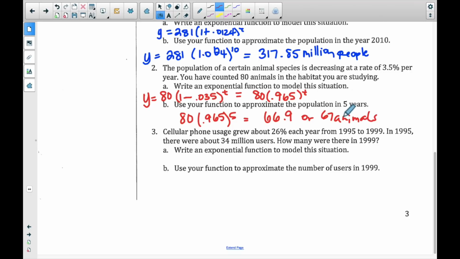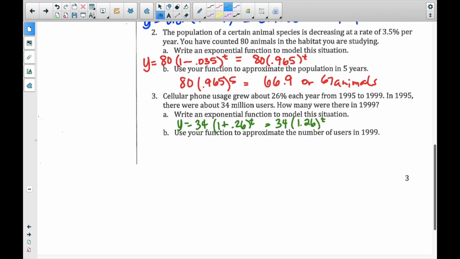All right, last question. Cellular phone usage grew about 26% each year from 1995 to 1999. In 95, there were about 34 million users. How many were there in 1999? Once again, let's pause the video here, see what you can come up with. All right, your equation should be y equals 34 times 1.26 to the t, or you could just call it 34 times 1.26 to the t. Either one, I don't care which one you have.